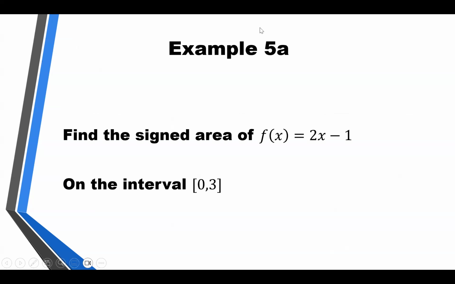So let's do an example. Let's take the line f of x equals 2x minus 1 on the interval from 0 to 3. We're going to find the signed area of that function on the interval from 0 to 3. That closed interval from 0 to 3 means that we're starting at x value of 0 and ending at x value of 3. So let's go ahead and graph this function over that interval and visualize the signed area.